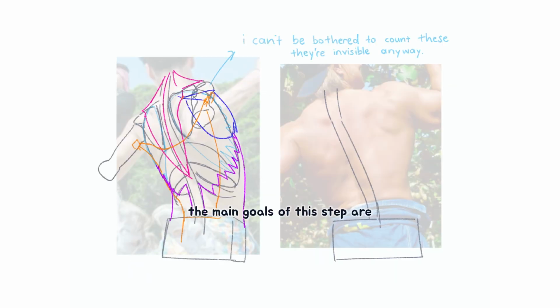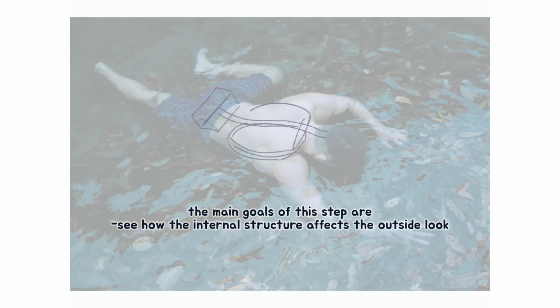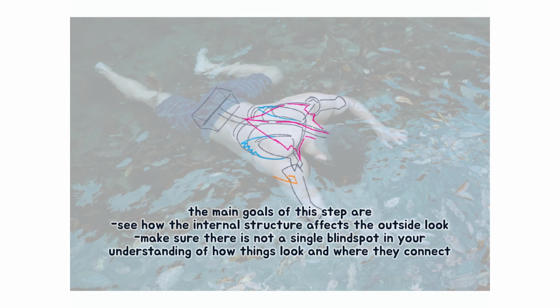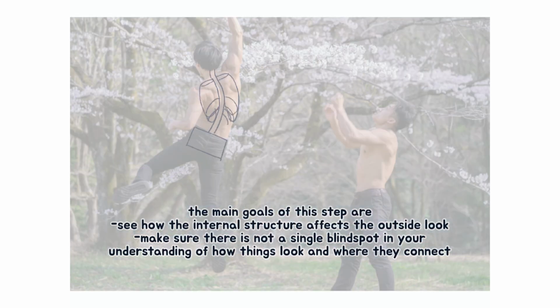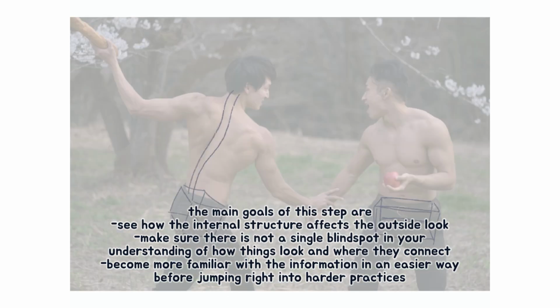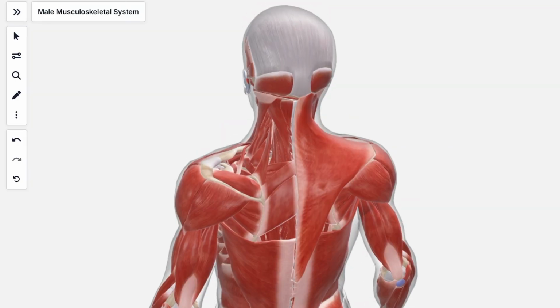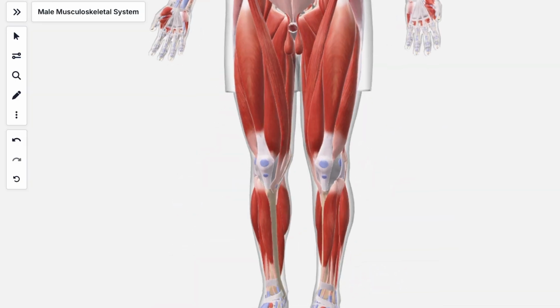The main goals of this step are: see how the internal structure affects the outside look. Make sure there's not a single blind spot in your understanding of how things look and where they connect. Become more familiar with the information in an easier way before jumping right into harder practices. When you get confused, you can go back to the notes you took or the 3D models to examine the anatomy in detail and come back to drawing more.